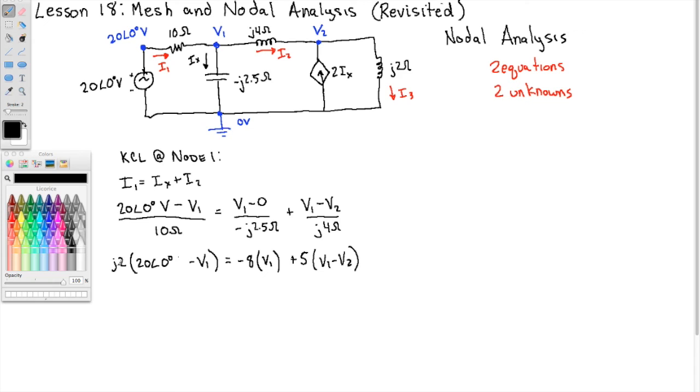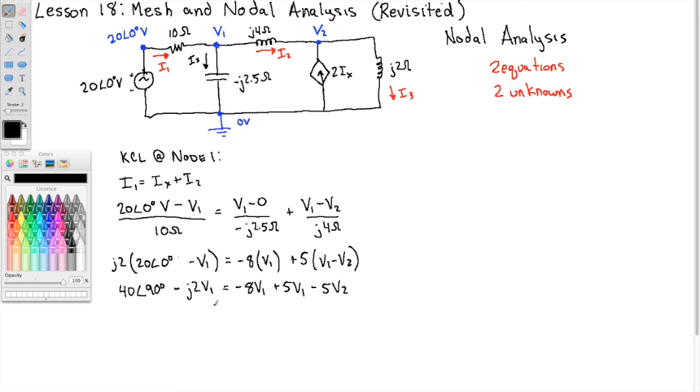Now let me distribute the J2 in. J2, remember, is magnitude 2 angle 90 degrees. So this makes 40 angle 90 degrees minus J2 times V1, equals negative 8 V1 plus 5 V1 minus 5 V2.